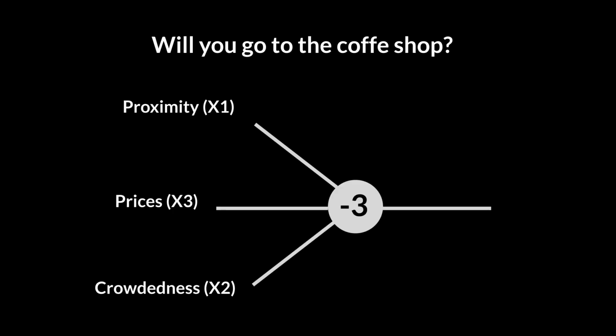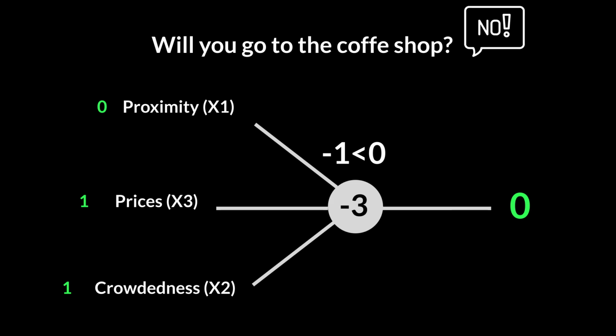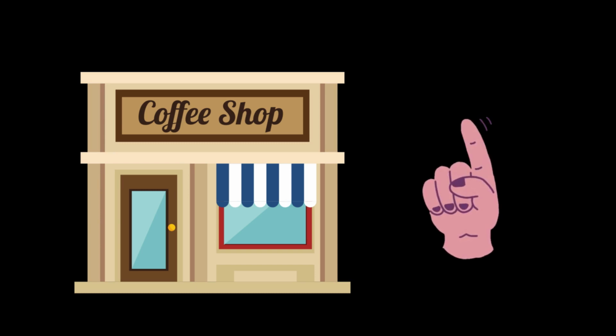So let's test our perceptron. Let's say the cafe is so far from your home, then the proximity input will be 0, but its prices are good, and it's not crowded, so both the price and not crowded inputs will be 1. Next we'll calculate z, which will be 0 times 3, plus 1 times 1, plus 1 times 1, which will be 2. And now adding our bias, the result will be 2 plus -3, which is -1. Now comparing -1 with 0, turns out -1 is less than 0, so the answer is 0, and the perceptron will produce false. Oops. You're not going to the cafe.